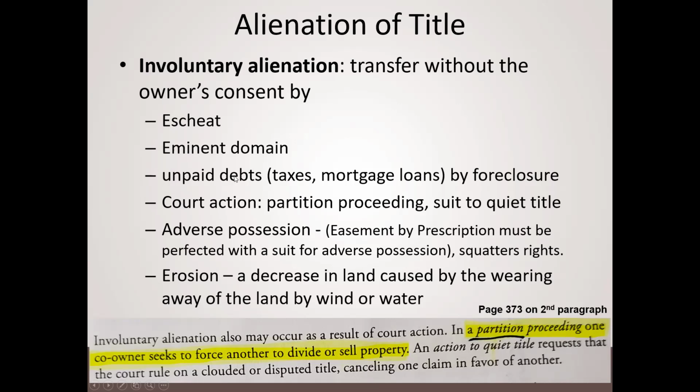Unpaid debts. You don't pay your mortgage. You don't pay your taxes. You don't pay your loans. You can get foreclosed upon. So the property is being taken from you, so it's involuntary.